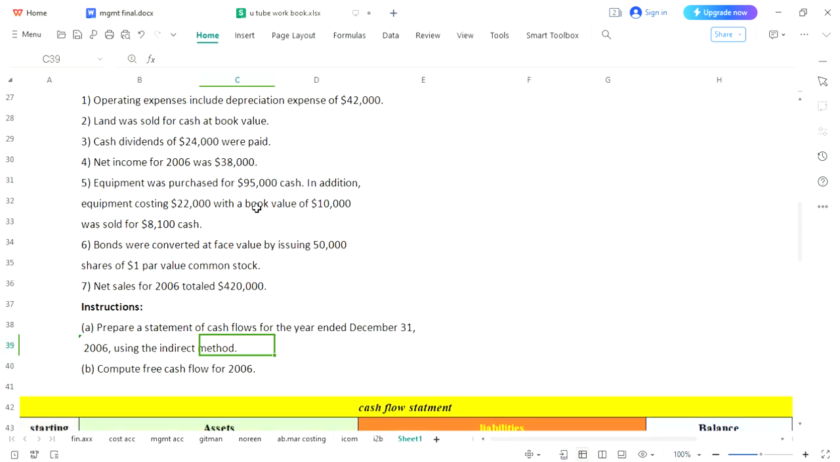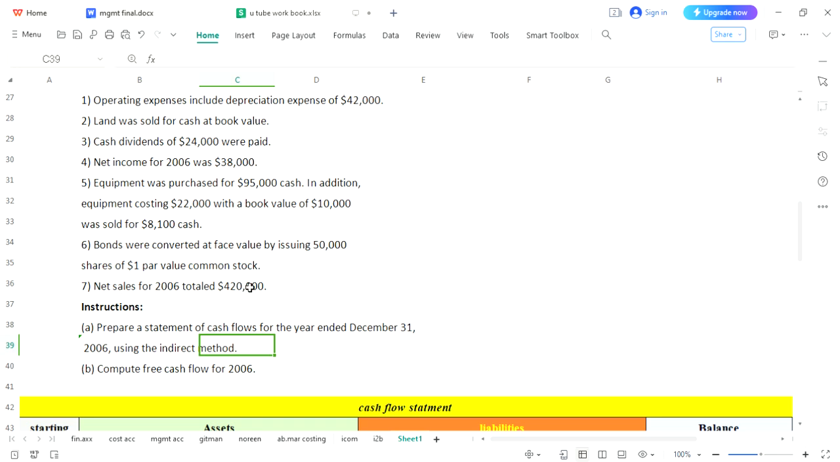Now let's proceed to the next part. Bonds were converted. Bonds are loans, debentures, and they were converted at face value by issuing shares. Please note it down: bonds are just certificates, just paper, and you have replaced this paper with shares. Shares are also paper. So papers are going out and in return you are receiving papers. It means neither cash is going out nor cash is coming in. That means this has no effect upon cash, so you may skip it.